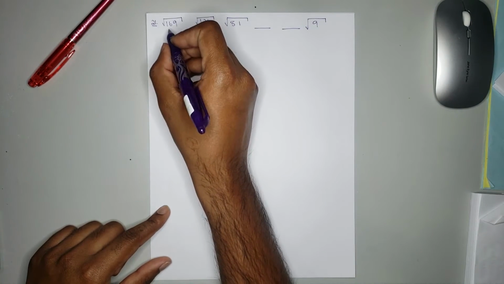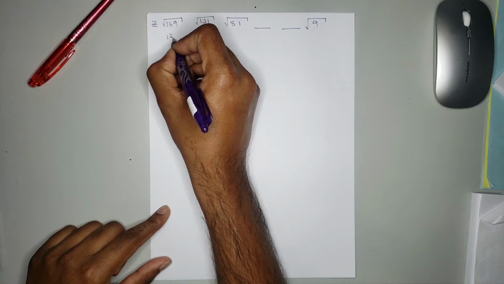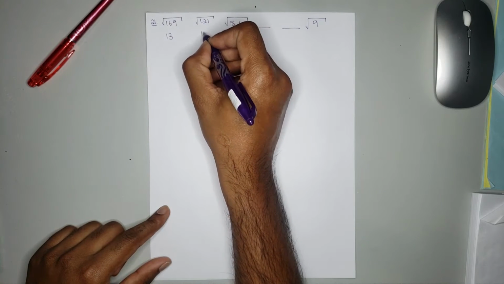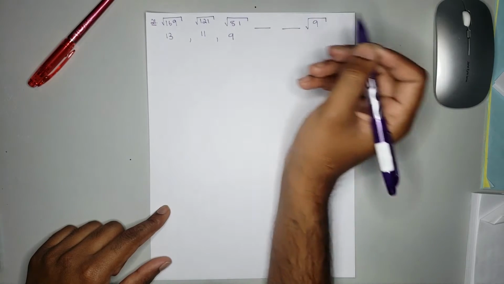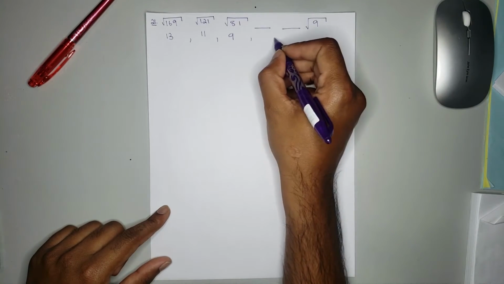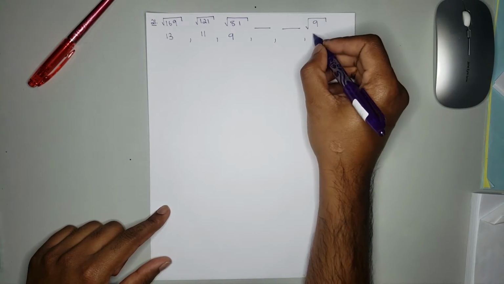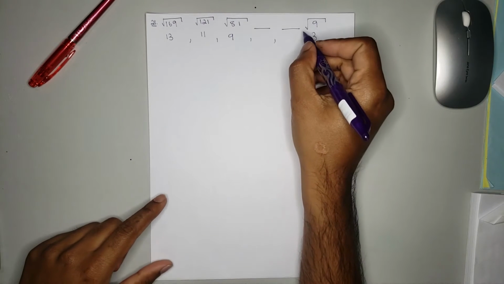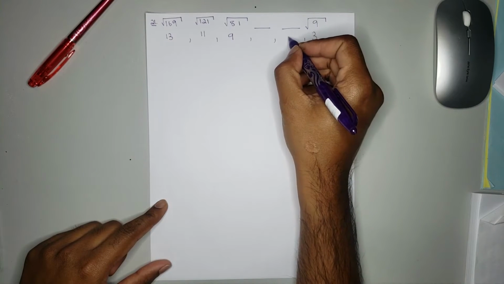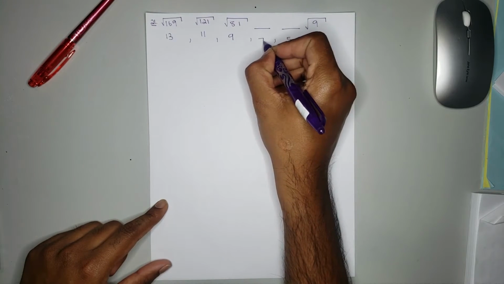So the square root of 169 is 13. The square root of 121 is 11. The square root of 81 is 9. You have two blanks, and then the square root of 9 is 3. So from the sequence here, we realize that they are using odd numbers. So therefore, this will have to be 5 here and 7 here.